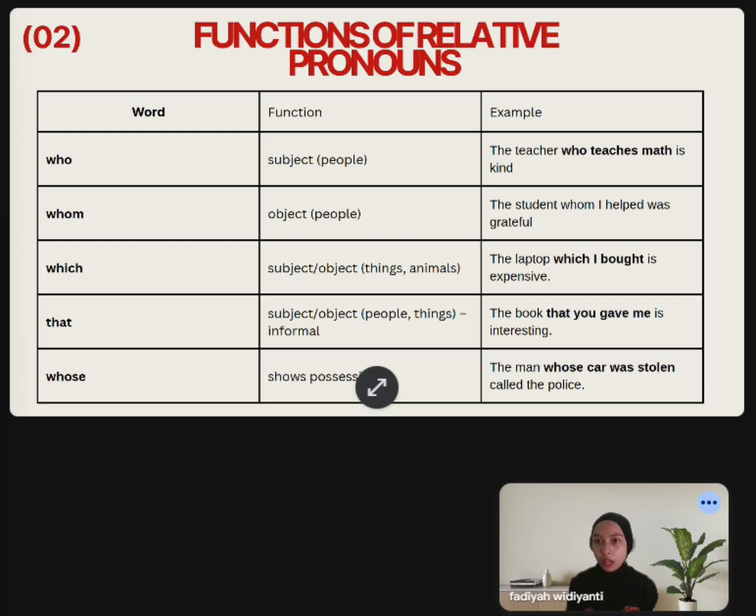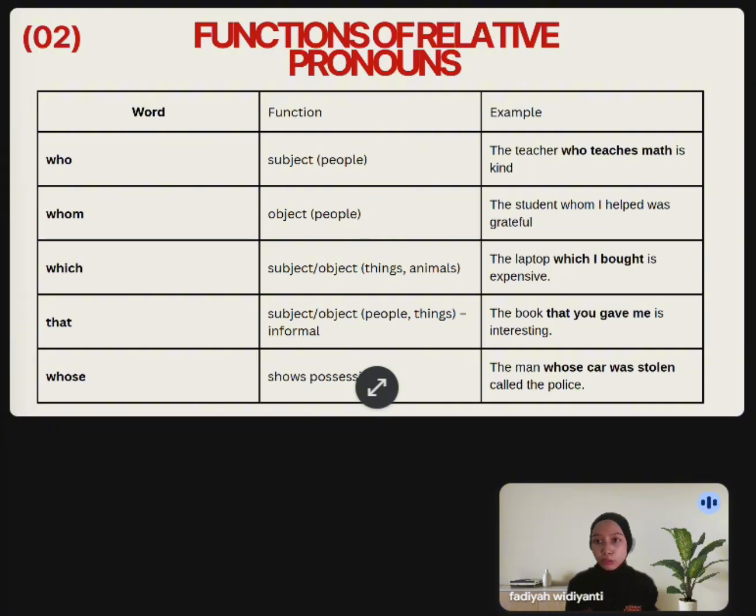And before that, that is informal for both people and things, and can be the subject or object. For example, the book that you gave me is interesting. And then the team that won the competition celebrated all night.